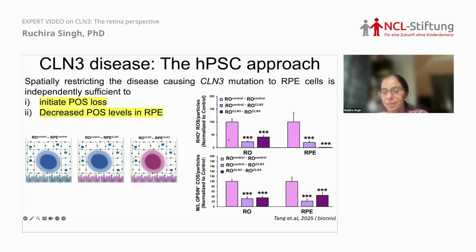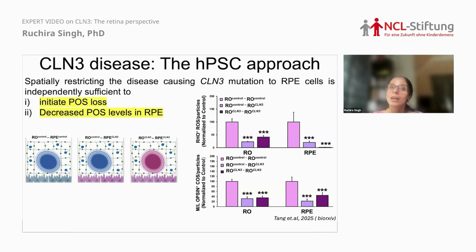This is the quantitative analysis in the same model. And you can see that the control organoids cultured with CLN3 RPE or the total mutant organoids have very little rhodopsin as well as very little cones positive for melanopsin within the retina organoid, but also within the RPE. So basically, it mimics the loss of outer segments in the retina and also within the RPE, but this is an RPE initiated effect. And that is something that would be very difficult to figure out in vivo.